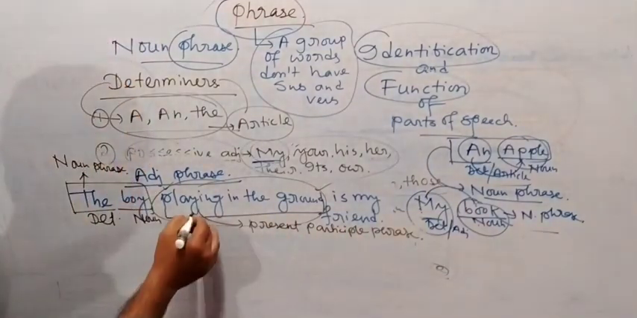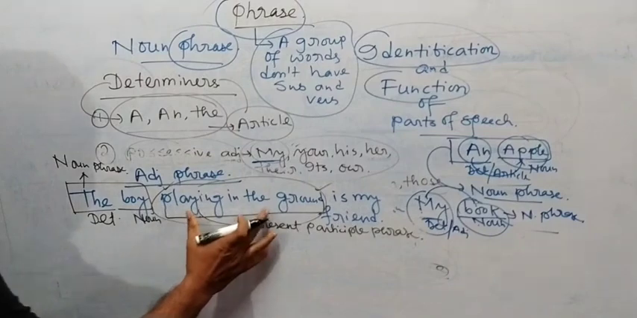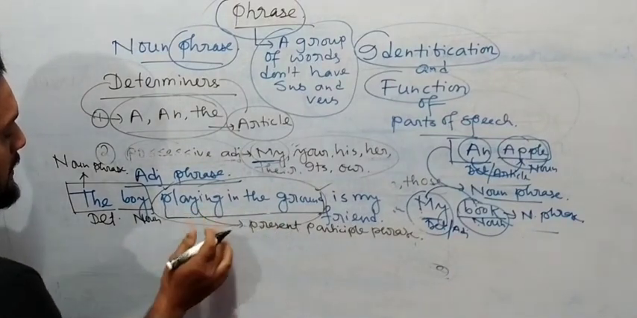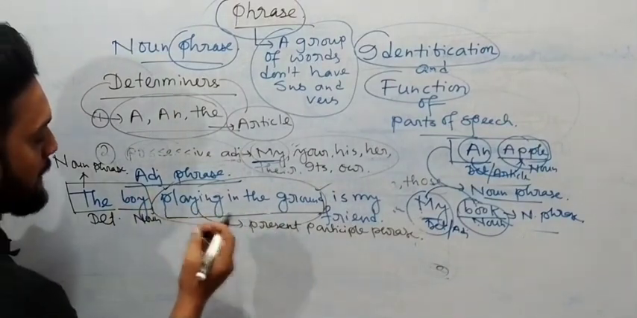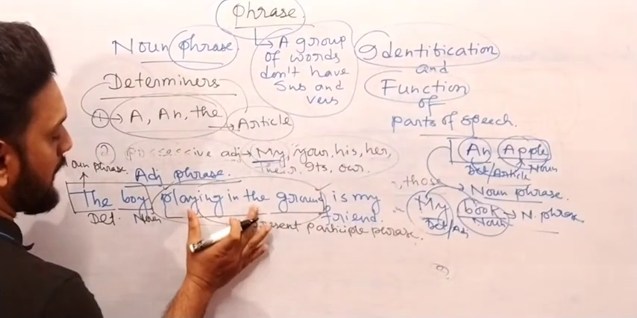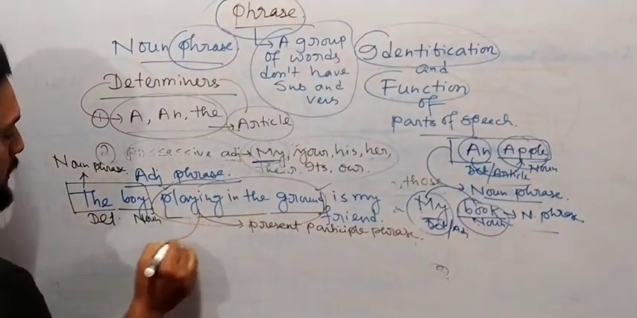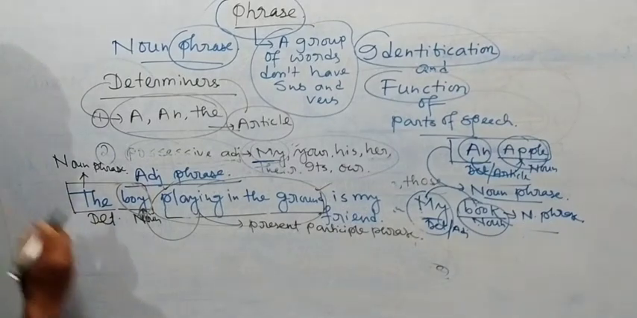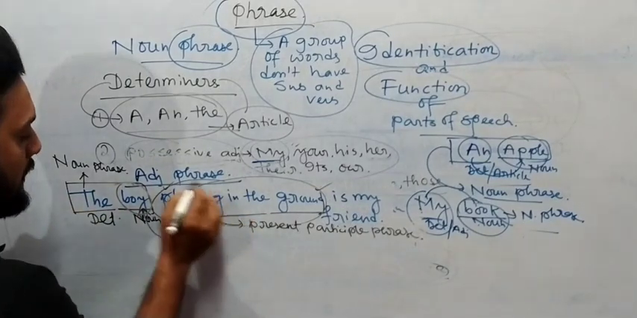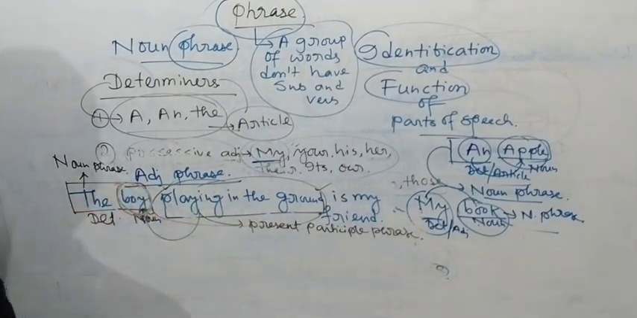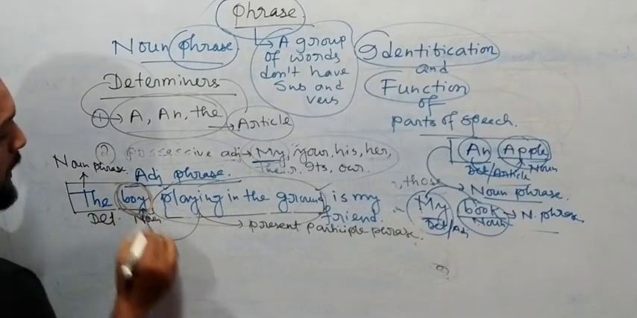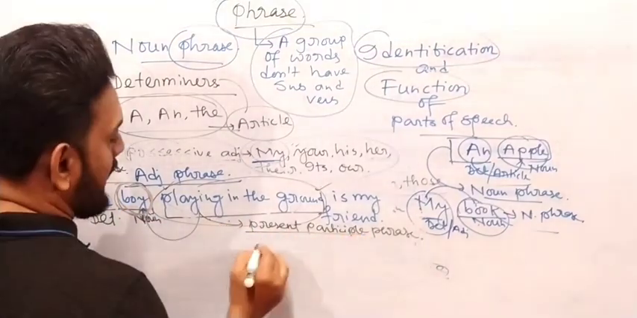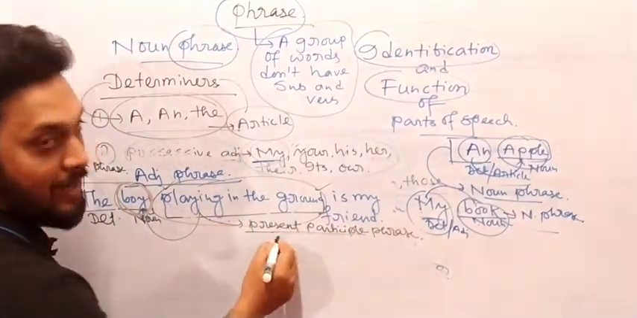Now this present participle phrase, playing in the ground, for which purpose does this phrase come? What is the purpose of using this phrase? We have used it here because of this noun, this boy. That means the boy playing in the ground, and this phrase comes for this boy. And because it comes for this boy, it is known as a present participle phrase acting as an adjective phrase.